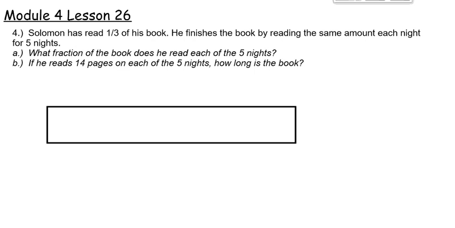Okay, Module 4, Lesson 26, question number 4. Solomon has read 1/3 of his book. He finishes the book by reading the same amount each night for 5 nights. A, what fraction of the book does he read each of the 5 nights? And B, if he reads 14 pages on each of the 5 nights, how long is the book?